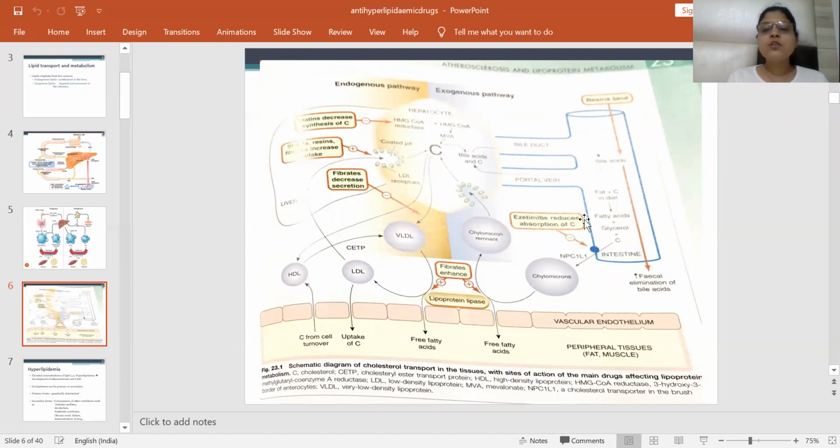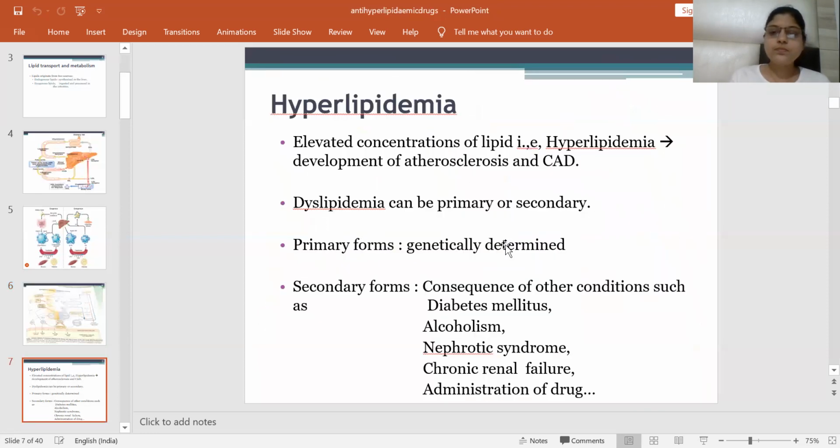Ezetimibe is the drug which reduces the absorption of cholesterol from the intestine into the blood circulation by inhibiting the Niemann-Pick C1-like 1 cholesterol transporter. So the intestine excretes the cholesterol outside. Fecal excretion takes place, and no absorption of the cholesterol from the intestine into the blood circulation takes place. This is how the mechanism of action of various drugs takes place.